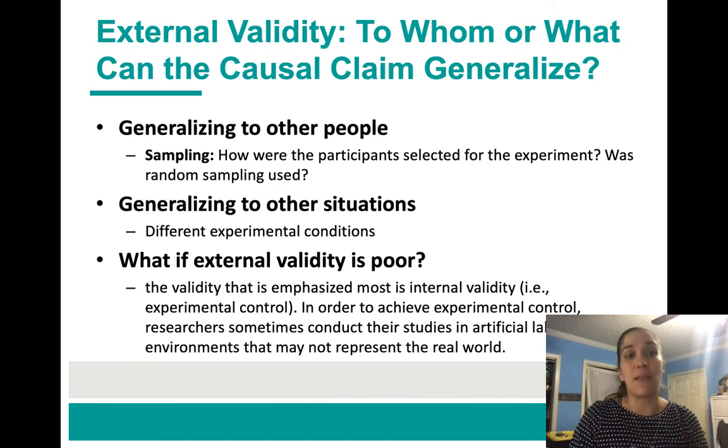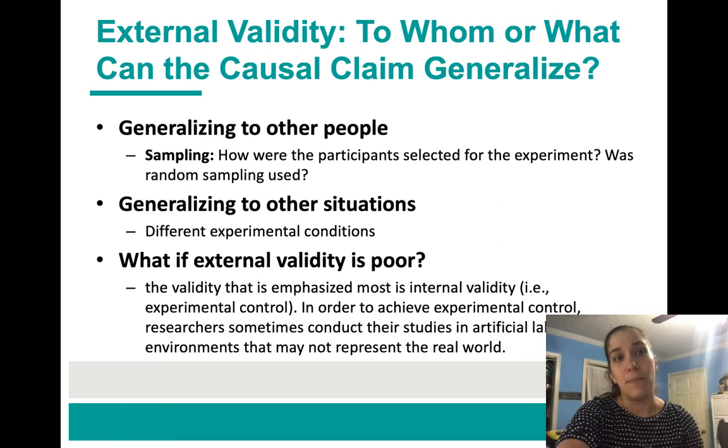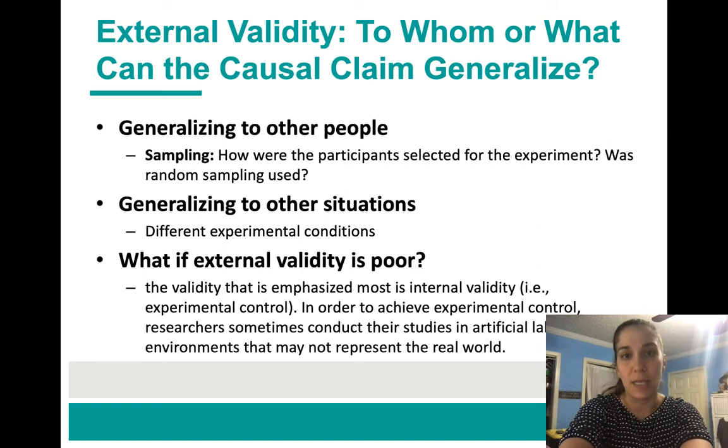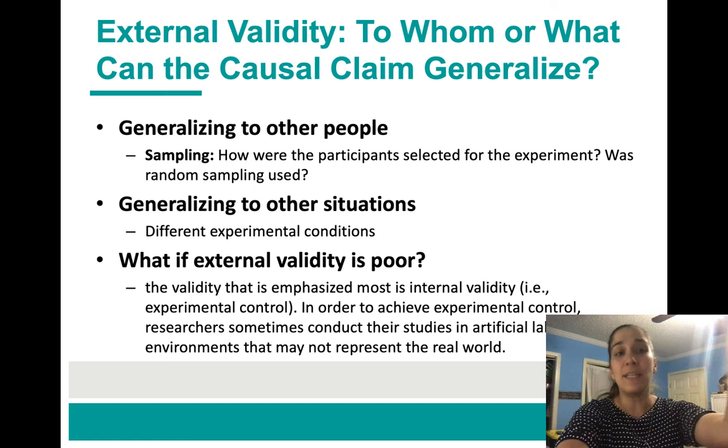Now, that's not to say that we shouldn't try to make studies more realistic, and we shouldn't try to sample more people that are non-WEIRD, but it means that external validity is not the more important validity. We tend to favor and prefer high internal validity, even if it's at somewhat of a cost to external validity.